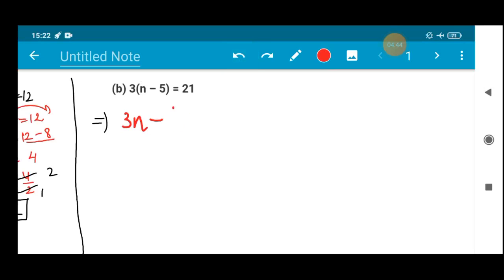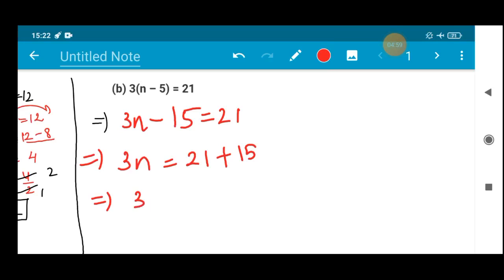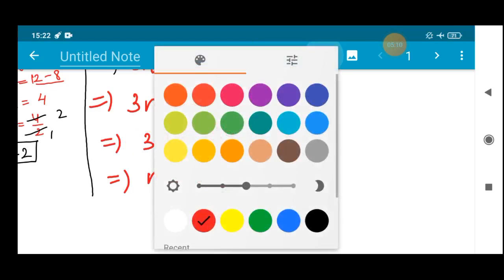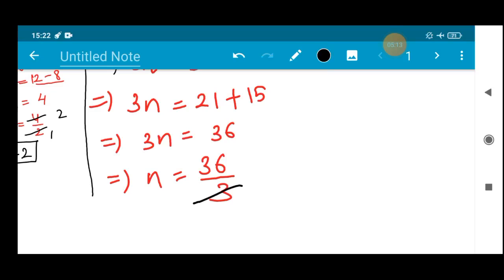Minus 5 into 3 is 15, because 3 5s is 15, is equal to 21. Now next, 3n, I'm transposing this minus 15 to this side, that is on the right hand side. I'll be getting 21 plus 15, because there is minus 15. 3n is equal to 36. Yes, 21 plus 15. n is equal to 36 by 3, as this 3 will become a denominator on the right hand side. Now remove it. No, sorry, divide it. 3 1s are 3, 3 12s are 36, is the value.